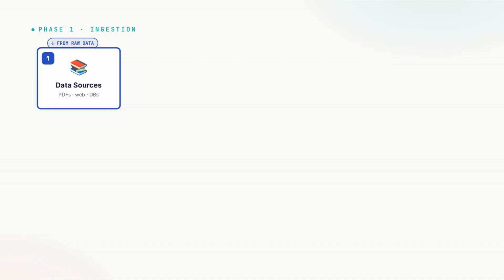Step 1. Data sources. Everything starts here: PDFs, web pages, databases, Confluence, whatever your company actually knows. The pipeline doesn't care about the format yet. It just needs to know where the truth lives.